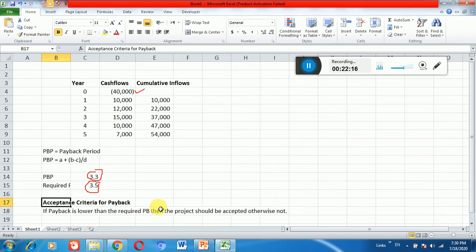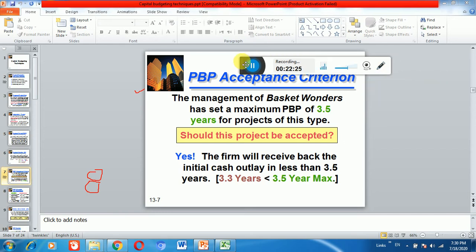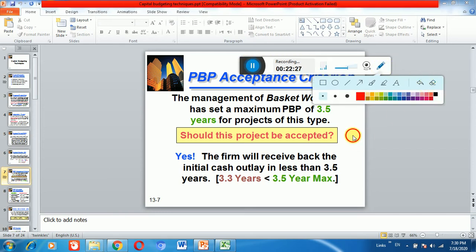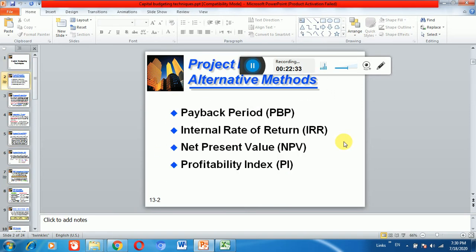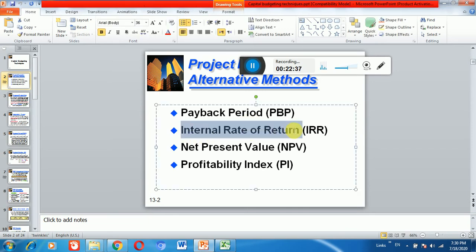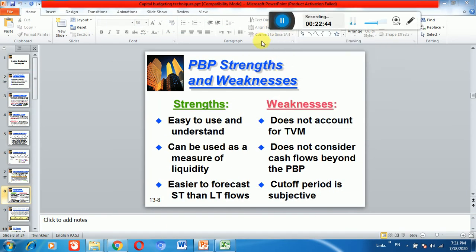Okay, now you have learned the first method, and that was the payback period, that you have to compute the payback. Now we are going into the second method, that is internal rate of return. So dear students, before we discuss internal rate of return, we have some strengths and weaknesses of the payback period. You should know about it.